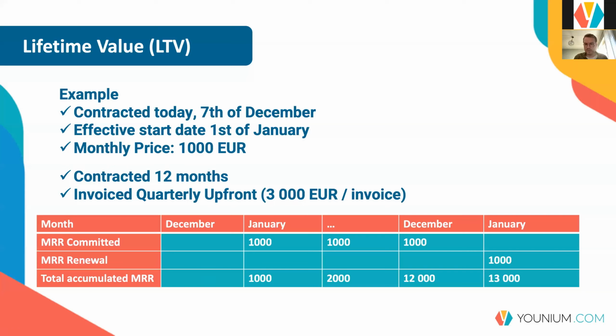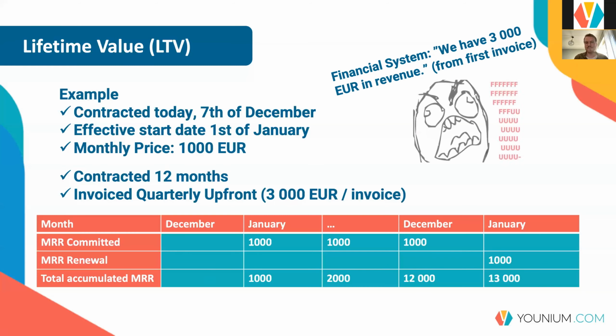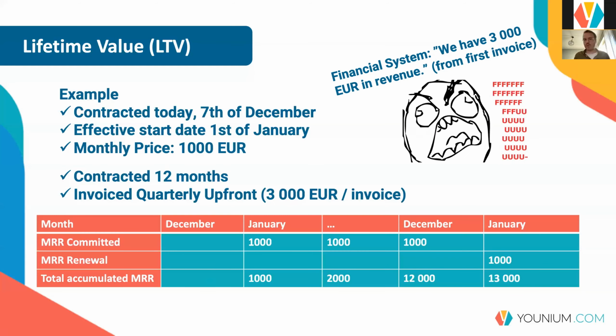At this point, things get a bit interesting because we might have a financial system saying, okay, we have 3,000 euros in revenue. That's what the invoice says, that's what we should get into our bank account, that's maybe something that we accrue also. But is that the whole truth? We might want to look at this in a different way.